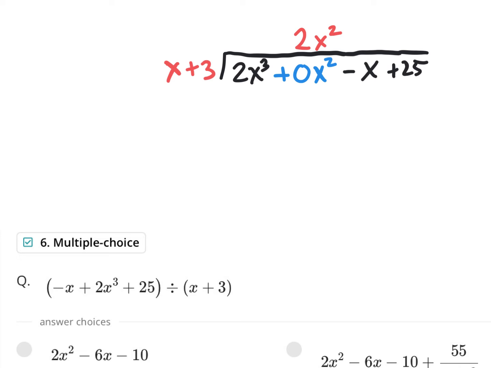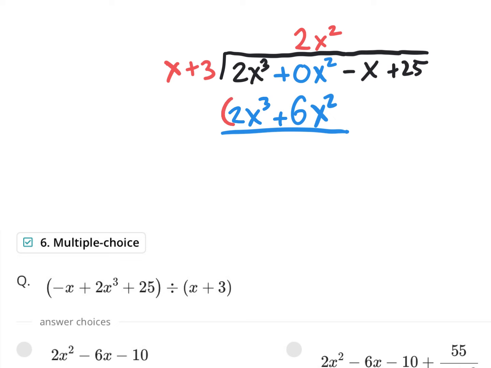You want to stay totally organized. X squares on top of x squares, x's on top of x's, numbers on top of numbers, right? Constant on top of constants, right? So we have 2x squared, and let's distribute. 2x squared times 3 is 6x squared, which we're going to write right below the 0x squared. So 6x squared right there. And then 2x squared times x is 2x to the third.